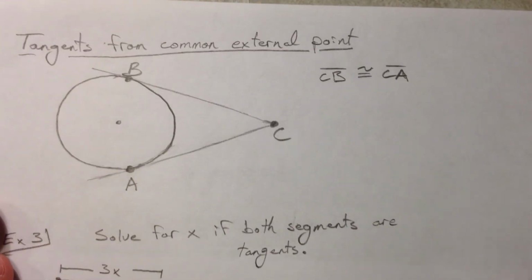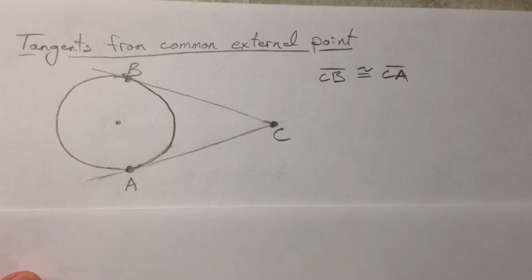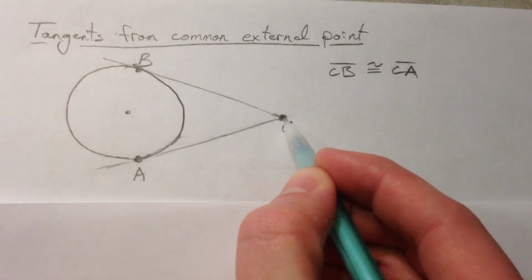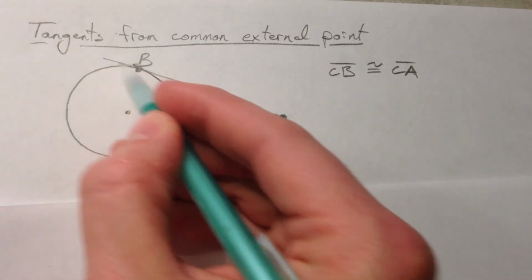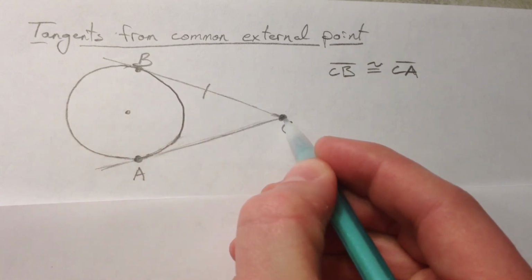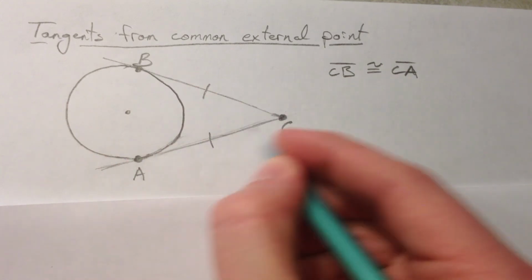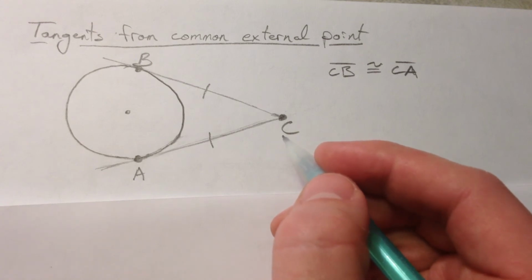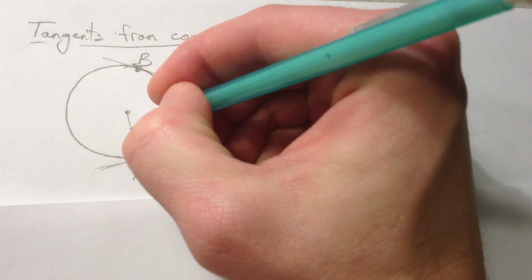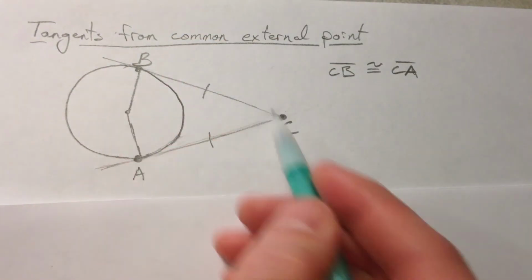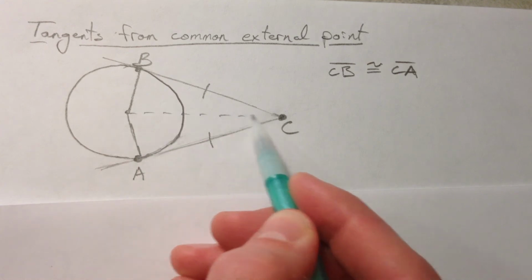The other thing I want to talk about is if you have a common external tangent. If this point C is where they intersect, a tangent line and a tangent line, I know that that line, CB, is congruent to this line, CA. I'm not going to get into the reasons why, because I want to take the time to prove that in class. But it has to do with drawing in this radius and proving some triangles congruent here.